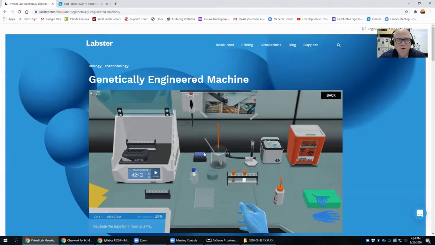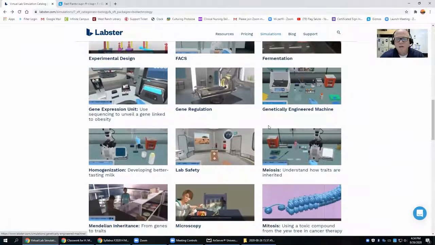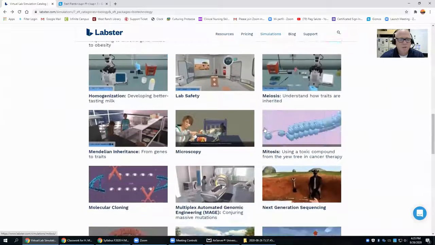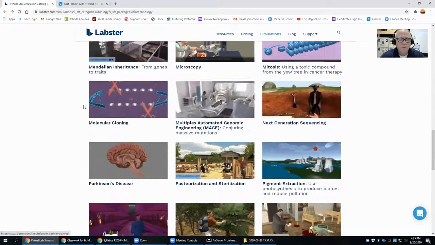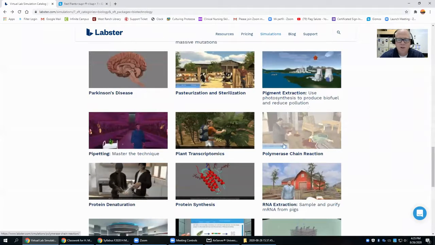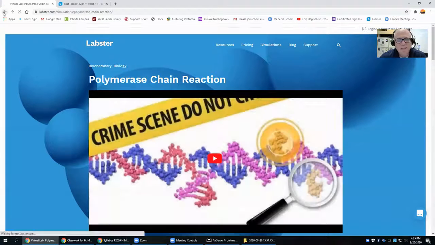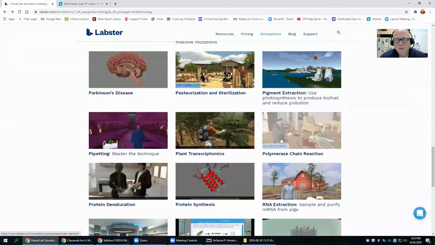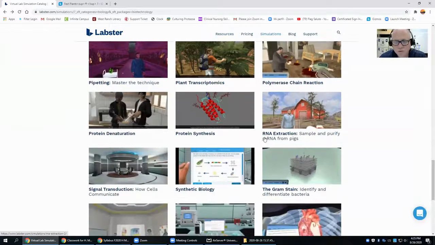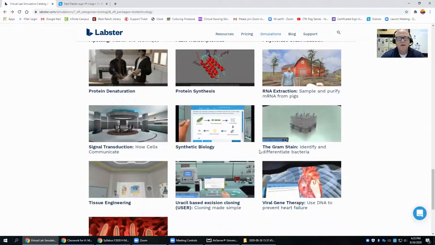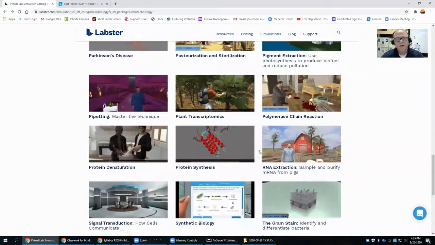I can back up and show you, there's many genetics labs, dealing with all kinds of situations. You can see that we're doing cloning, and how does the genetics of Parkinson's disease, pigment extraction, polymerase chain reaction. This is kind of cool. This one, it's not showing, but this one's a crime scene, and you have to pick up the blood, figure out the DNA, do PCR to expand the DNA, and then figure out who did it and who's a possible suspect. Very high level, good graphics, and it's very engaging.